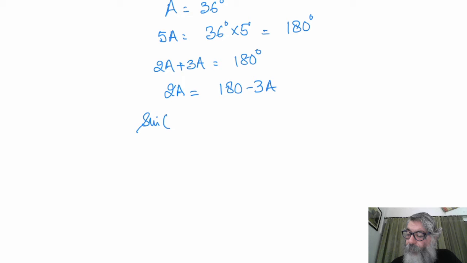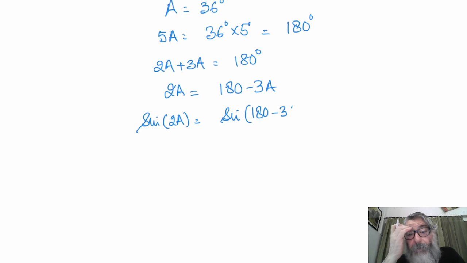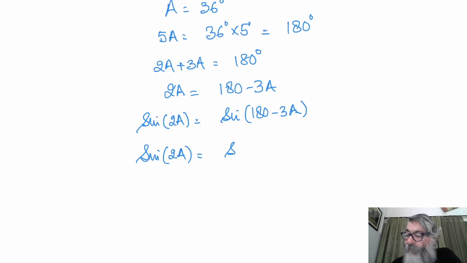Sin 2A will become sin of 180 minus 3A. Now you remember that in the previous question it was sin 2A is equal to sin of 90 minus 3A, so it had become cos 3A. But here it is sin of 180 minus 3A. There will be no change. Sin will remain sin, and there will be no change of sign also, because 180 minus 3A falls into the second quadrant, and in the second quadrant sine is positive. So sin 2A will become equal to sin 3A.